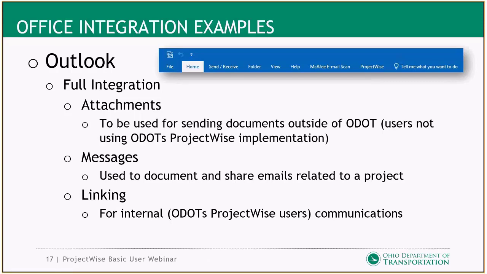A couple things we wanted to talk about first is when sending documents to different people, I think there are going to be two different methods that most people will end up using. One is just as an attachment, like if you were attaching a regular document to an email now. This will be used more for users not using ODOT's ProjectWise implementation or outside of ODOT's network. So we can attach that file as a copy, and it doesn't get managed inside ProjectWise anymore.